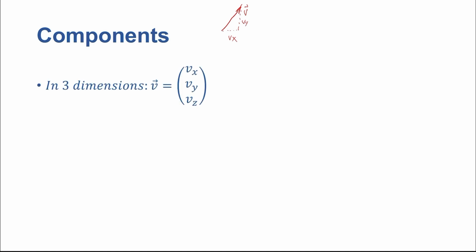Anyways, in 3 dimensions, I have a vector v, and my vector v is equal to this column vector, or column matrix, v sub x, v sub y, and v sub z. So these are my components. This tells me how far in the x direction, this tells me how far in the y direction, this tells me how far in the z direction.